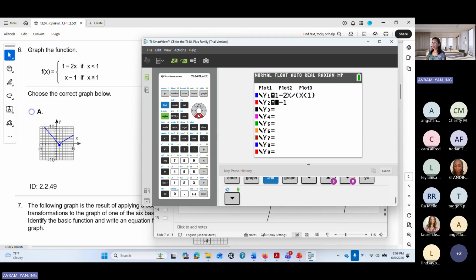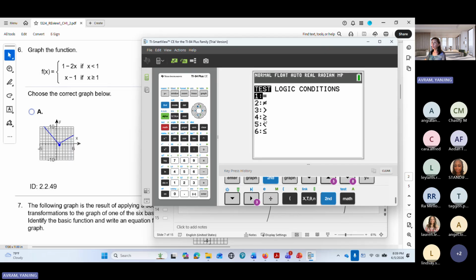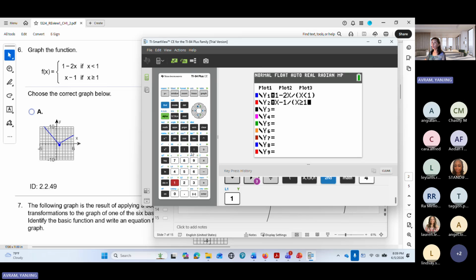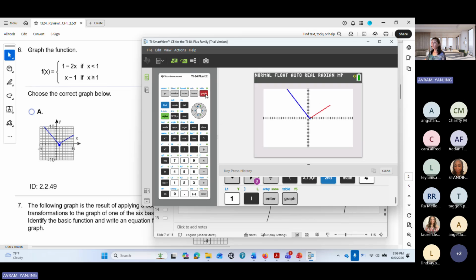All right. And same thing, we can put a condition in this one. So using a divide sign, parenthesis x, right? And then this one is greater than or equal to 1. So go to the test here. Greater than or equal to 1 is number 4. Okay. And don't forget, you need to close the parenthesis for the condition to work. All right, so when I graph now, it will look like that.